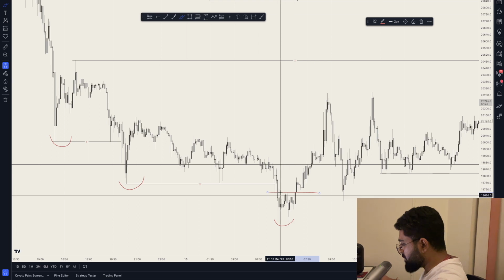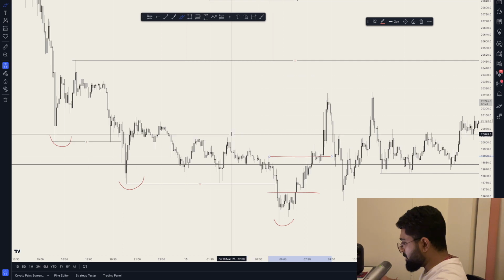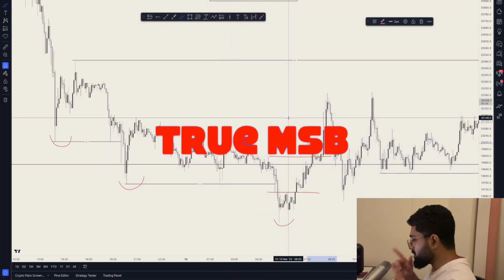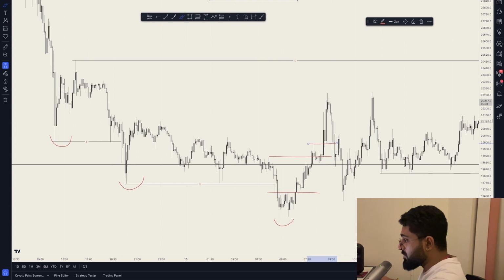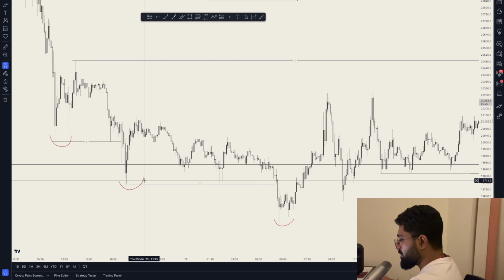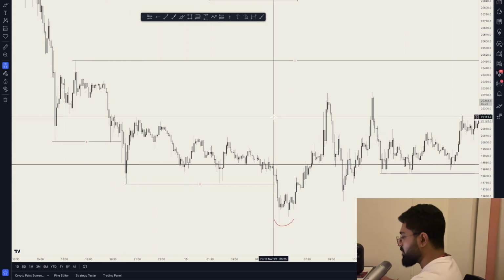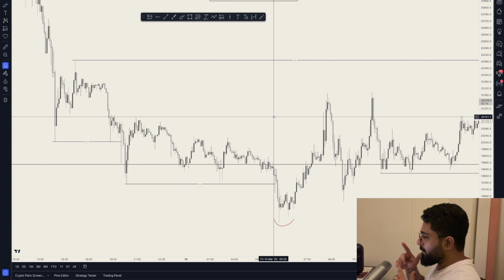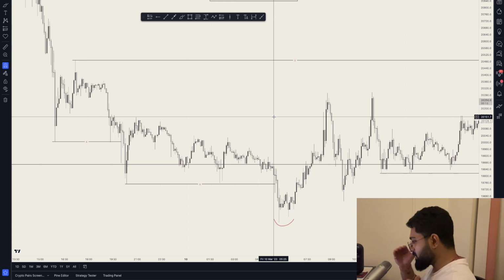You could have taken the structure shift here, or you could have taken the structure shift here. Then you also have your break of structure. When you have a break of structure, that is true market structure shift, or as I like to call it, the three confirmation. When you're looking for a bearish to bullish confirmation, what are you looking for? Market structure shift, number one. Number two, creation of a higher low, and then a break of structure, which gives you more confidence that the price can still go up.